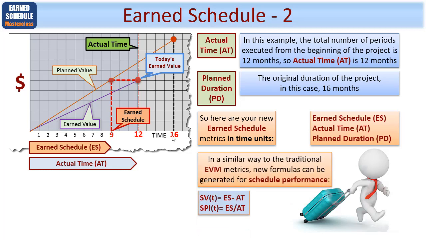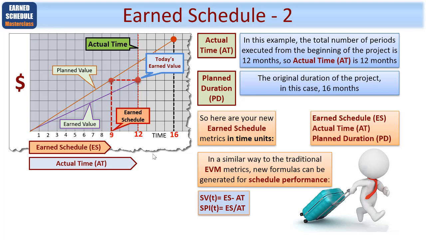So in a similar way to the traditional earned value management metrics, new formulas can be generated for schedule performance, and in this and the remaining videos I will be developing them for you and showing you examples. So here's the first, looking at schedule variance. Don't get confused, we've got a lowercase t here showing you that it's an earned schedule metric, equal, in this case, to the earned schedule minus the actual time.